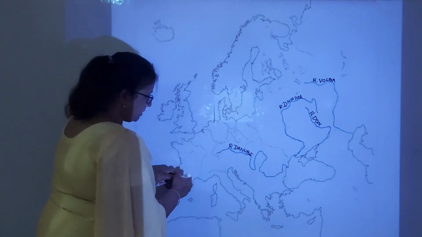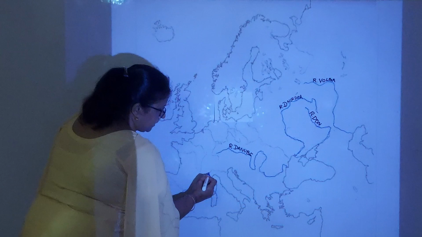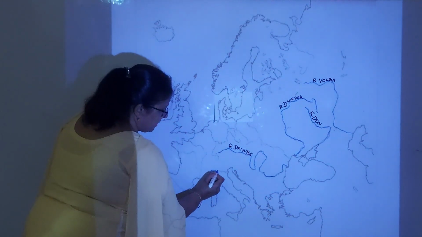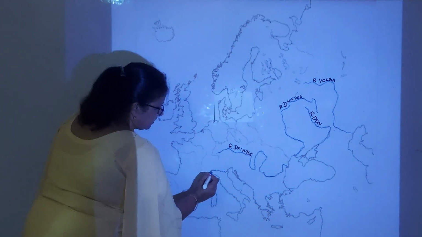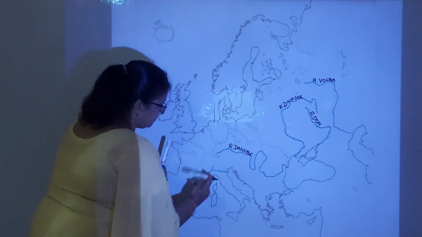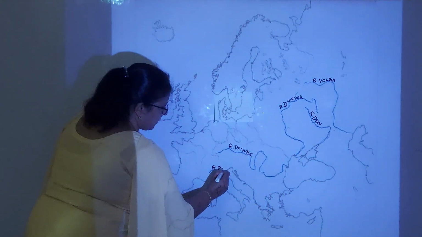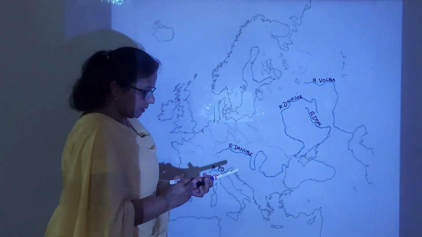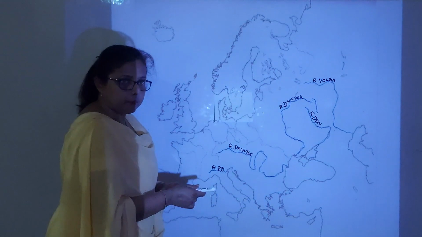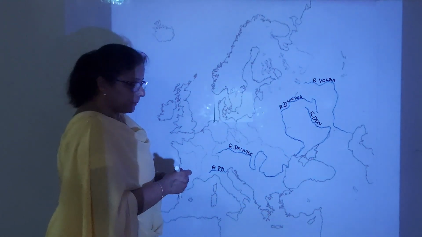Further south, we have a very important river in Italy, and the name is very short, river Po. So R full stop, river Po. This is found in the northern part of Italy. Okay?